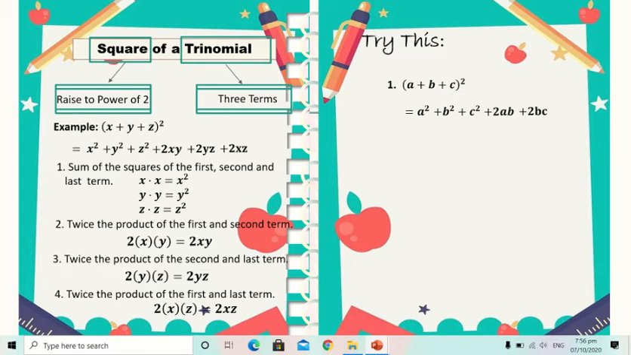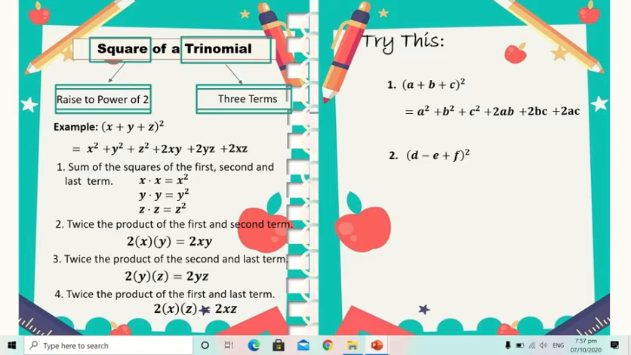Next, twice the product of the first and last term. So our first term is A, last term is C. Get the product, we have AC, multiply by 2 to have positive 2AC. So our answer for quantity A plus B plus C squared is equal to A squared plus B squared plus C squared plus 2AB plus 2BC plus 2AC.